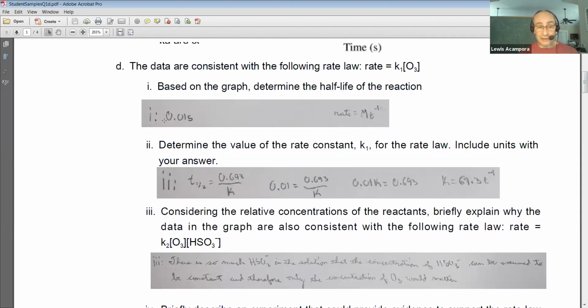This paper has the correct half-life of 0.01. And I think that's an S, although someone might look at that and think it's a 5. I read that as 0.01 seconds. For the second part, they have an answer here of 69.3, and that's a T to the -1.